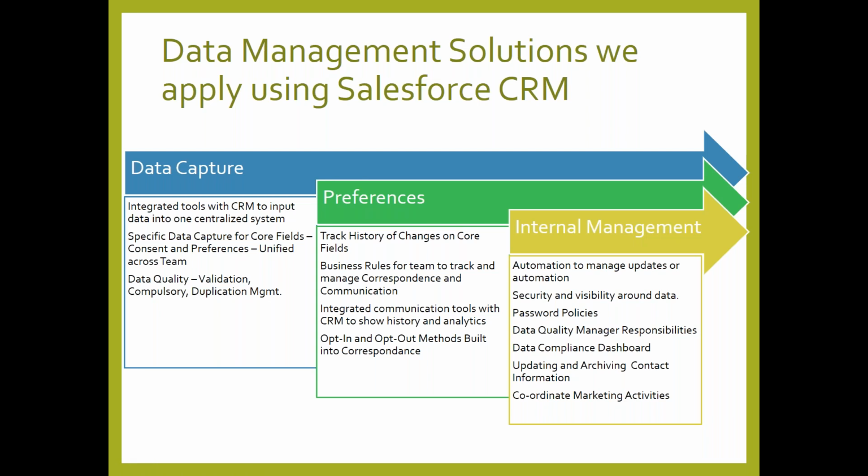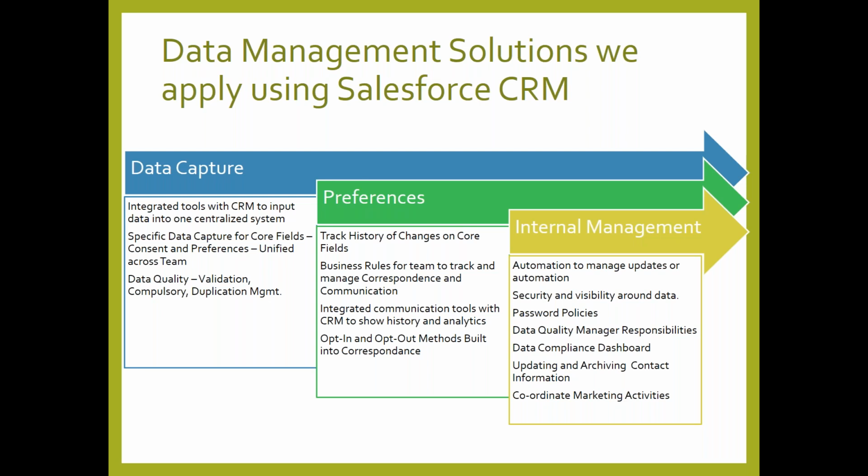In terms of preferences, my 4 top tips here are: make sure you track history on these core fields that you've decided. Make sure that you have business rules for the team and how they manage contacts and communicate. Integrate your communication tools with your CRM to show history and analytics. So integrate your e-marketing solution, a web chat facility, and make sure that if people interact that way, you can see how they interacted and when they last interacted within your CRM system. And build your opt-in or opt-out methods into different correspondence. They're the 4 practical steps, summarising there.